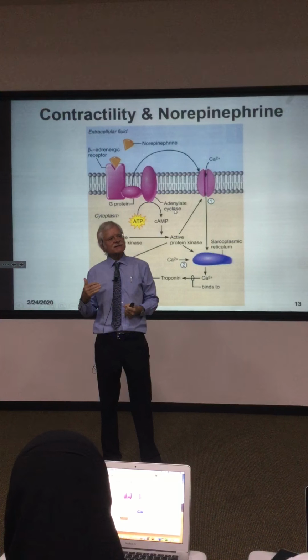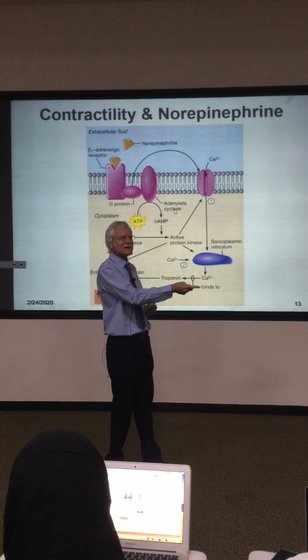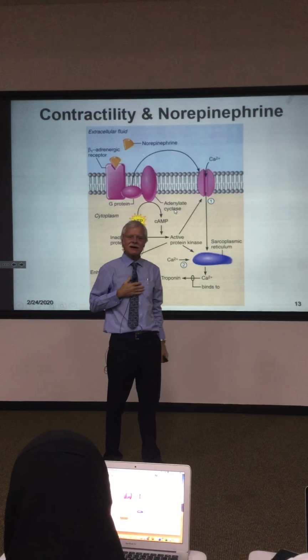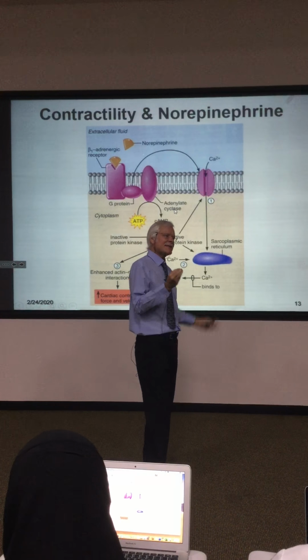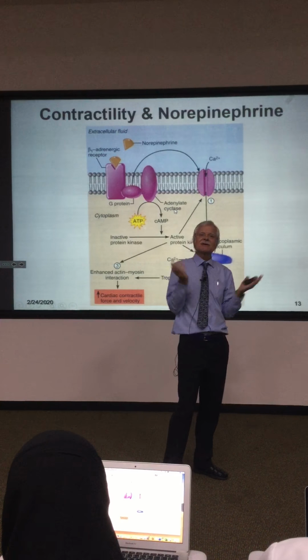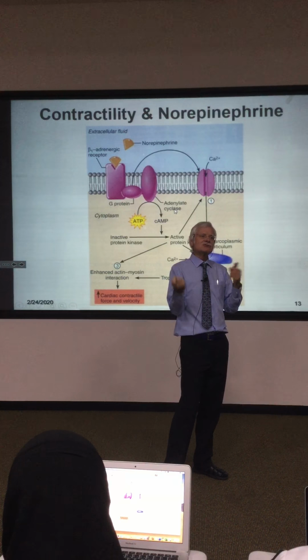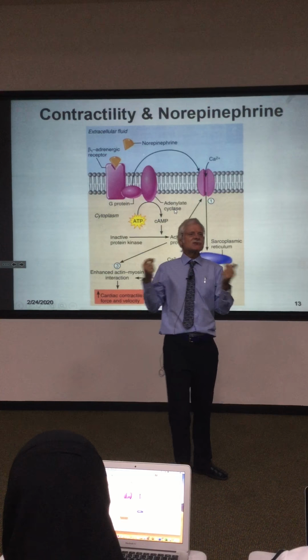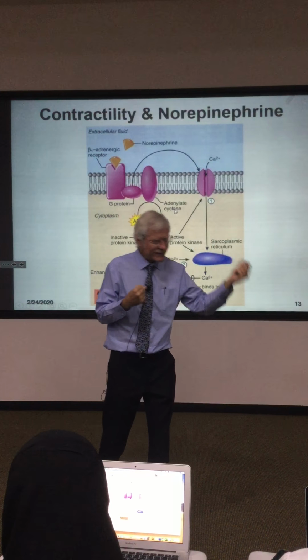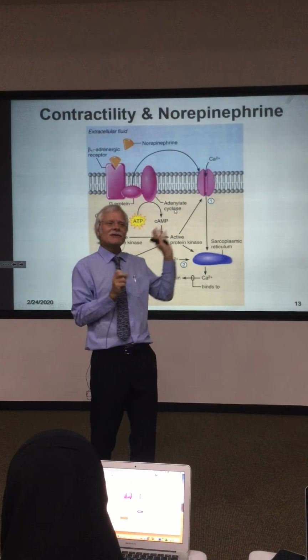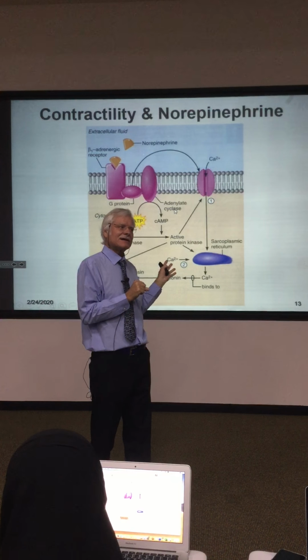If we are to go out of this room and run down the stairs, by the time we get to the bottom of the stairs, we'll feel our heart beating faster and stronger. Now, one of the chemicals behind that are catecholamines, sympathetics, noradrenaline and adrenaline. So what I'm trying to explain is how noradrenaline or adrenaline, or norepinephrine and epinephrine, which is the same thing, increase the force of contraction of the heart.